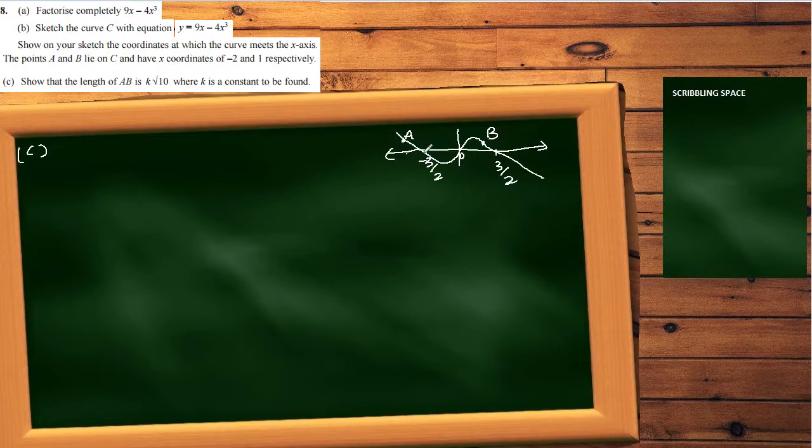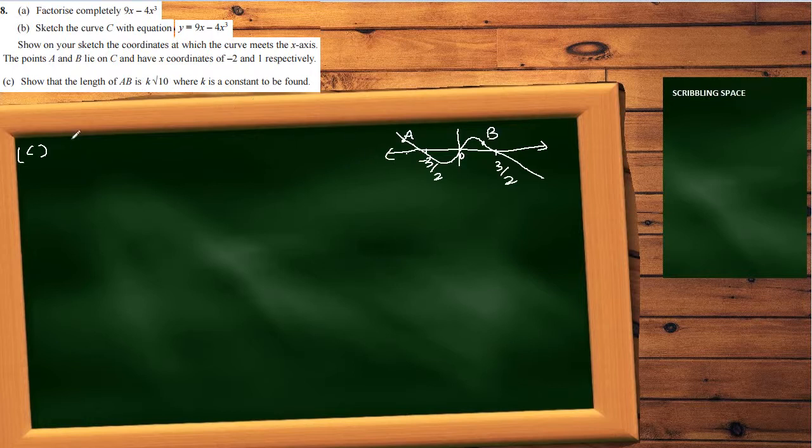They have given us the x coordinates, minus 2 and 1. We can roughly locate minus 2, because this is minus 1.5, so minus 2 is going to be further on the left. And 1 is less than 1.5, so between 0 and 1.5, somewhere here. Now we have to show that the length of AB, the straight distance between these 2 points, is of the form k root 10, where k is a constant to be found. In other words, they want us to find the length AB.